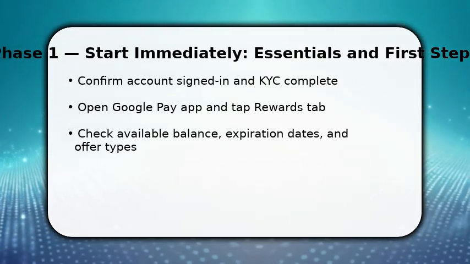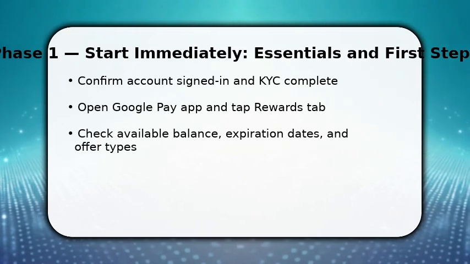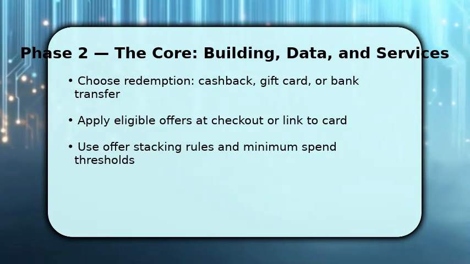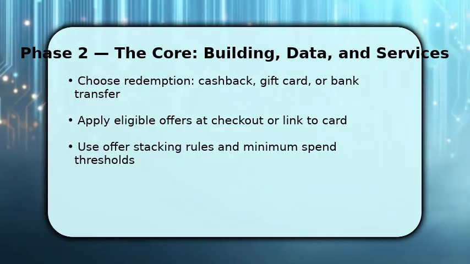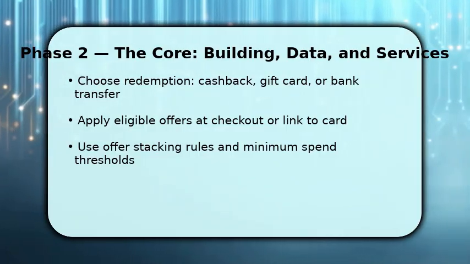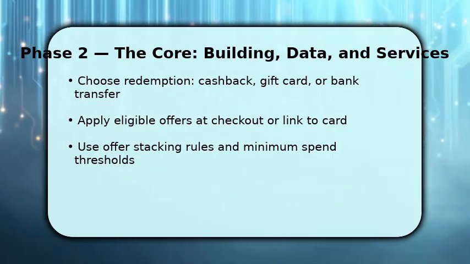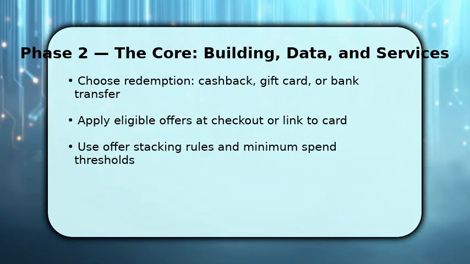Now you execute redemptions and stacking. You pick the redemption method, cashback, gift card, or direct bank transfer, and confirm any thresholds like $5 minimum. Then, when checking out, apply eligible offers and confirm they stack. Some promos combine, others don't, so watch the order of application.